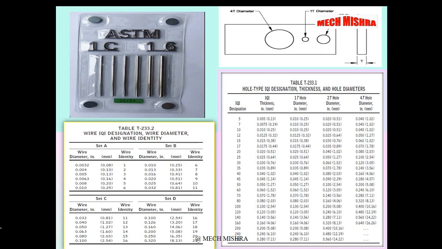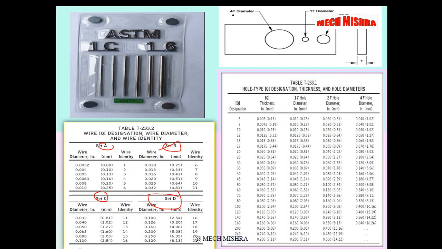Now, we already discussed the wire type IQI. This is the table for set A, set B, set C and set D for different wire identity numbers, which we have already seen. Now for the hole type IQI, it will look like this.